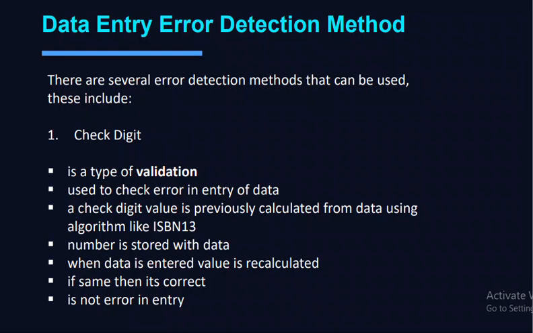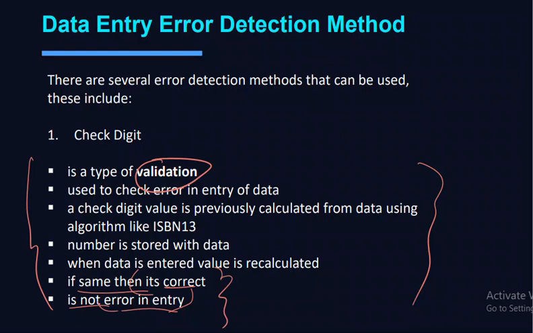Alright, in this one I'm just showing what the things are. You can see that in this way, if same, then it's correct, if not, error in the entry. Like the same thing, if the data is same, then no error, else error. This structure is different, but the same thing. It is a type of validation, and it's already written over here, used to check error in the entry. A check digit is a value previously calculated from data using an algorithm like ISBN 13, and a number is stored with the data. When data is entered, it is calculated.